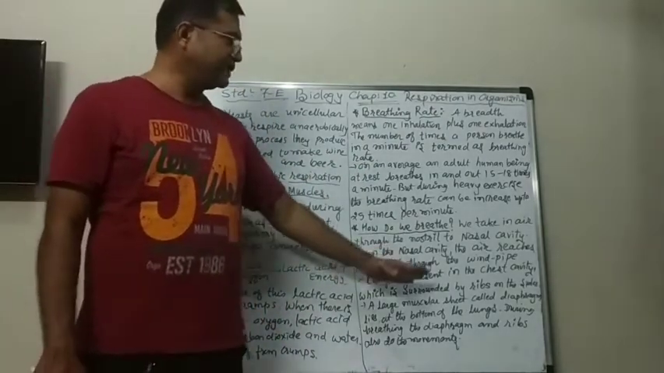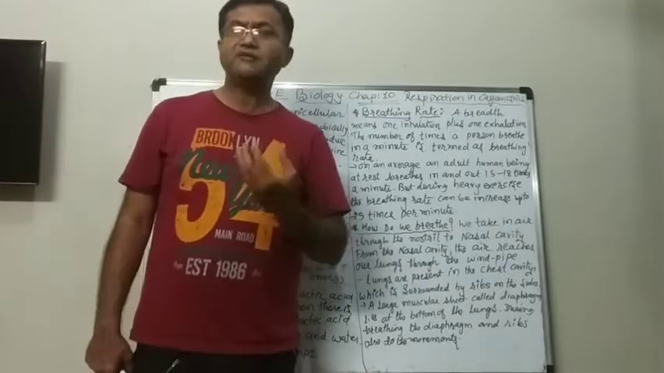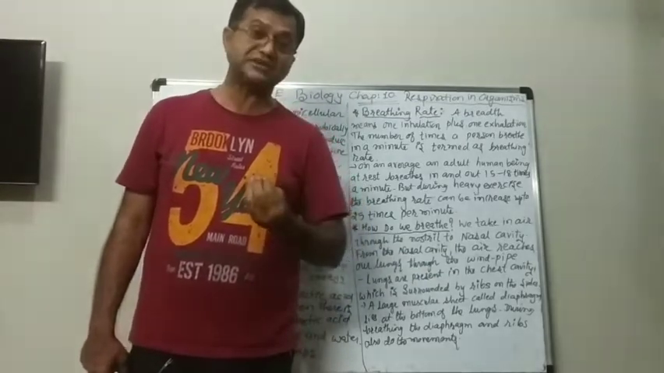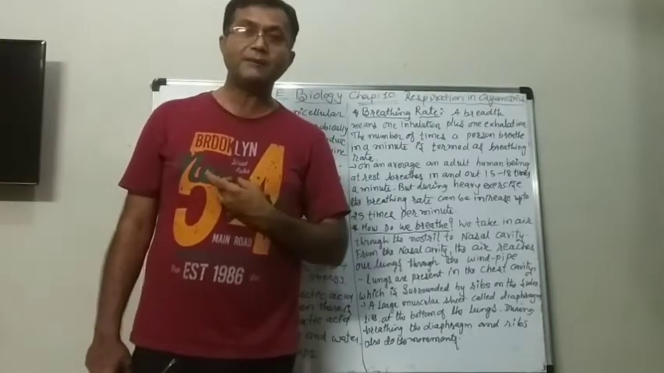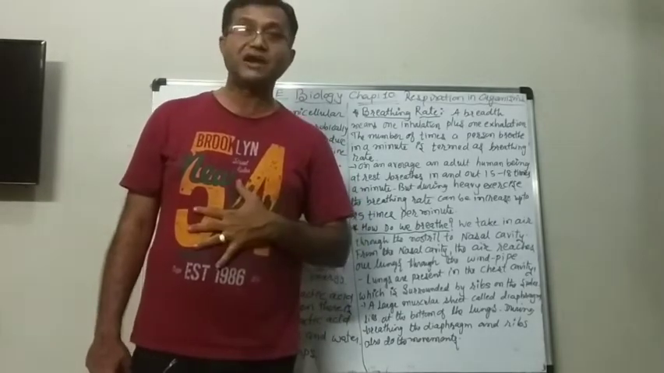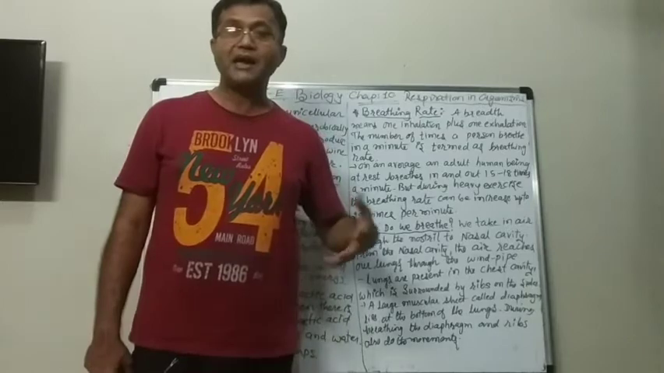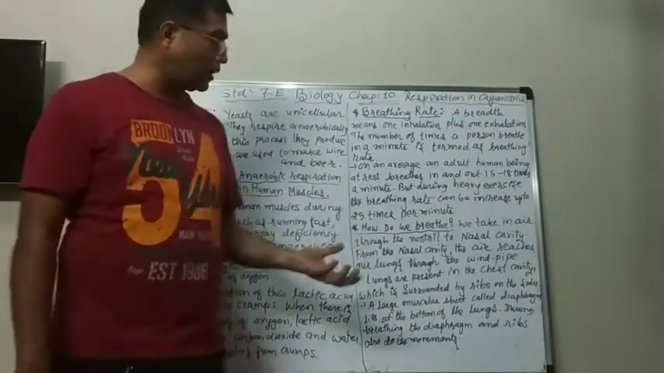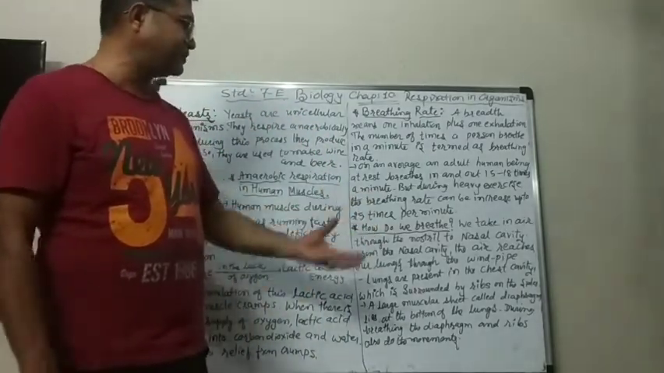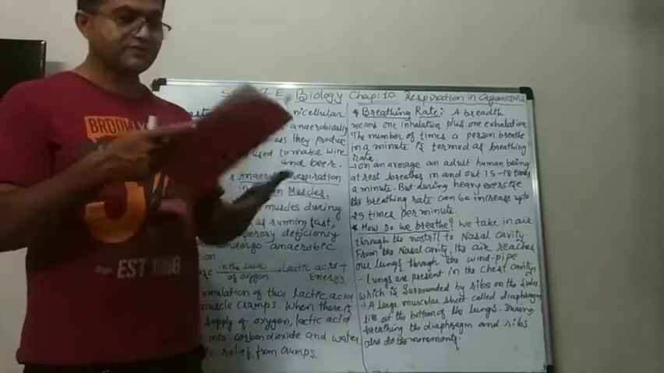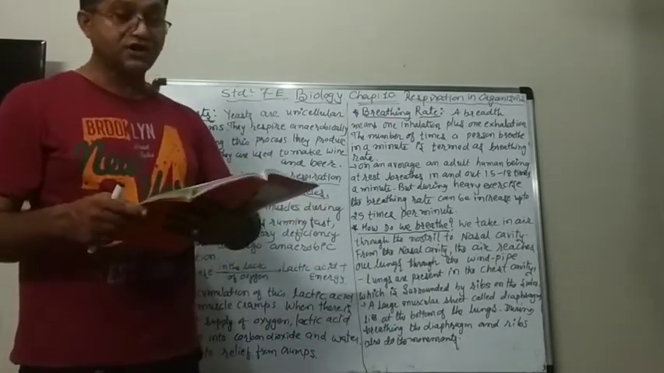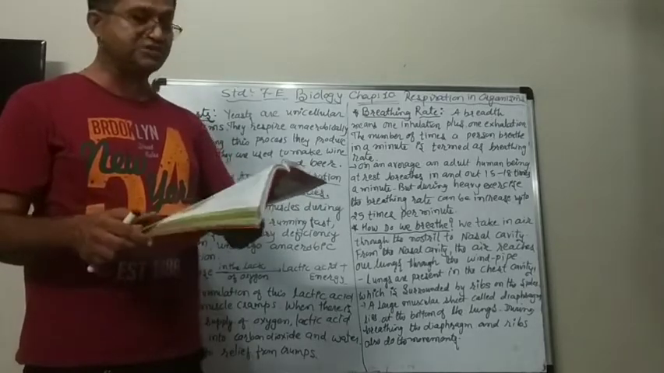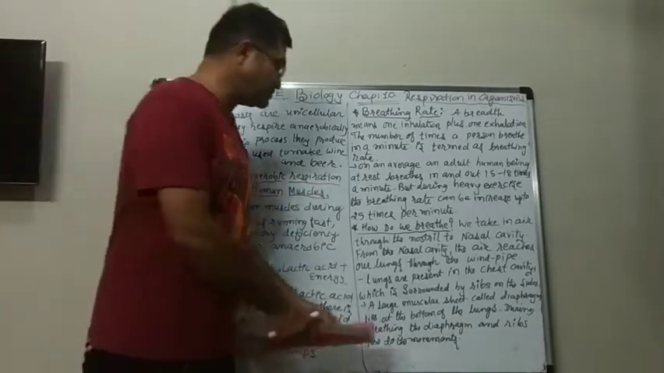And then air is taken in through the nostrils and nasal cavity, which goes to the windpipe and then into the lungs. And there is a diaphragm at the bottom. Now about the diaphragm and the ribs and the other activities, we will see in the next video how the total respiration takes place.